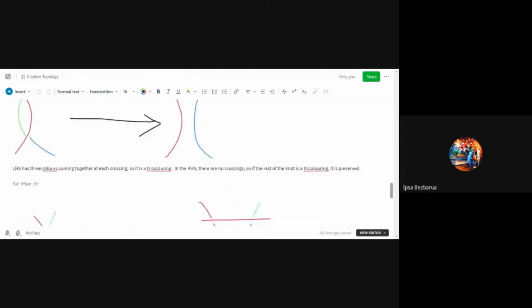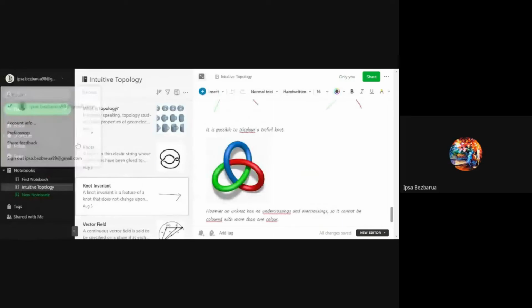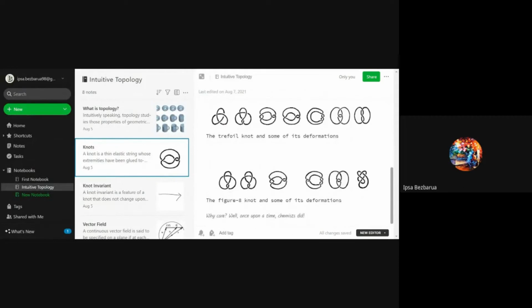So a knot projection is basically one of those diagrams of the knot. For example, this, or like as we had in the previous one. All of these are knot projections of the trefoil knot. All of these are knot projections of the figure 8 knot.